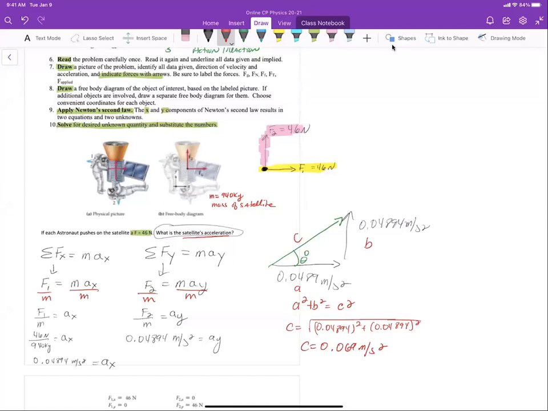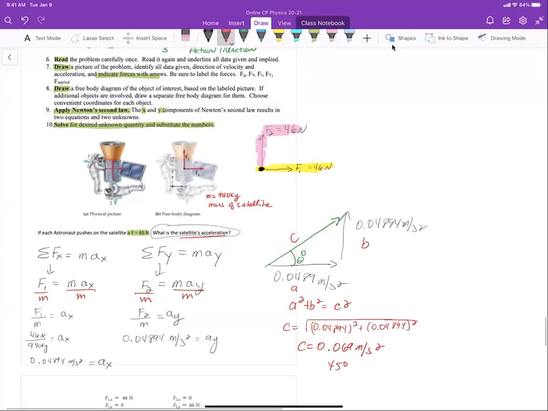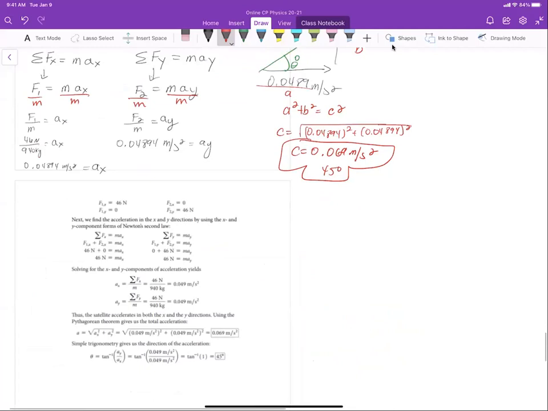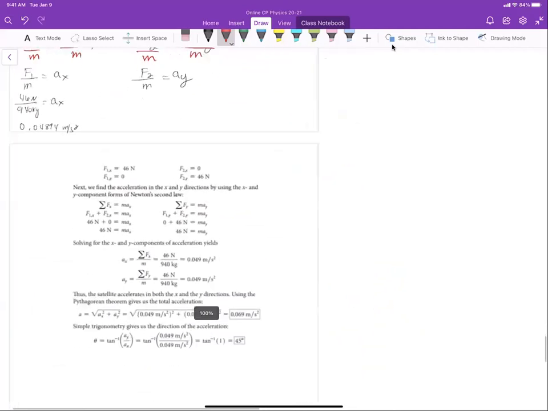And what is the angle? You actually will get 45 degrees. If you take tangent of theta equal to this number divided by that number, tangent theta equals 1, and if you take the inverse tangent, you'll find it to be 45 degrees. So this is the acceleration vector and its angle, and you can see it worked out perfectly here.